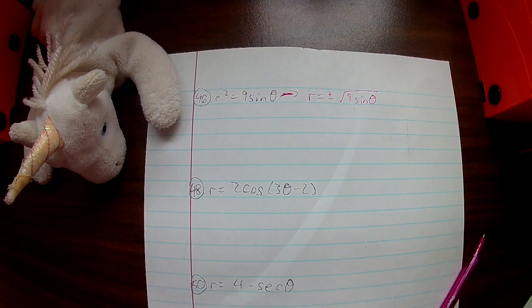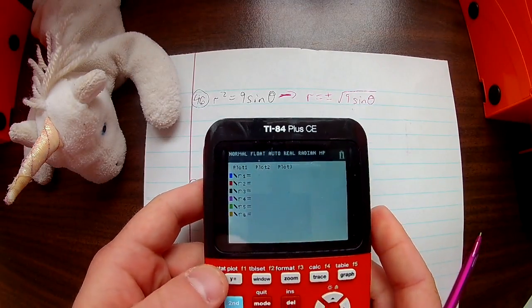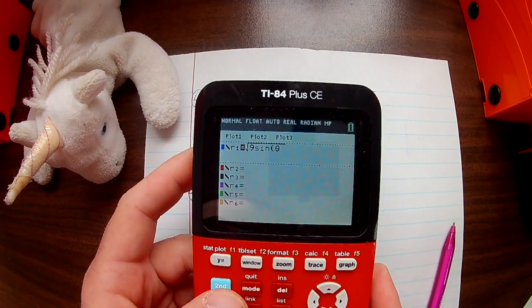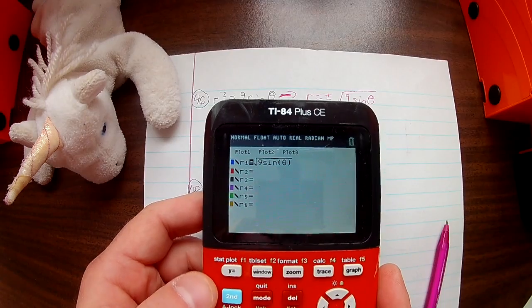Now, just calling this back to the lesson for this week, I'm going to say this looks similar to a lemniscate, although we don't have 2 theta in here, but I'm going to guess that this is going to look lemniscate-y. Square root of 9 sine theta, I type that in, and that's the positive. In R2, I need to do the negative.